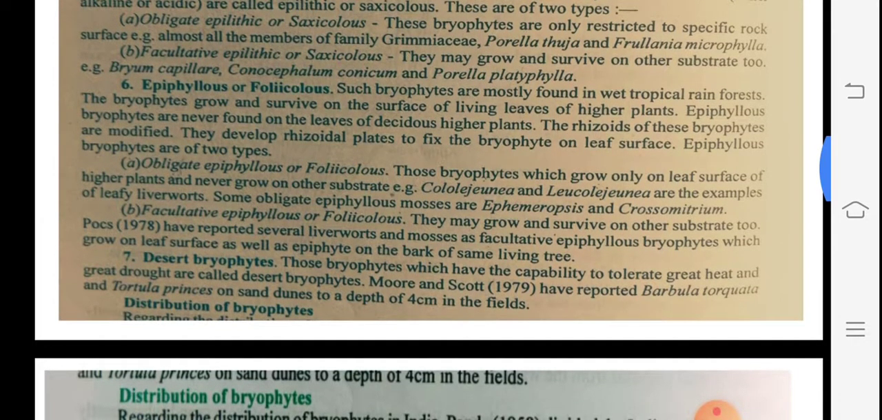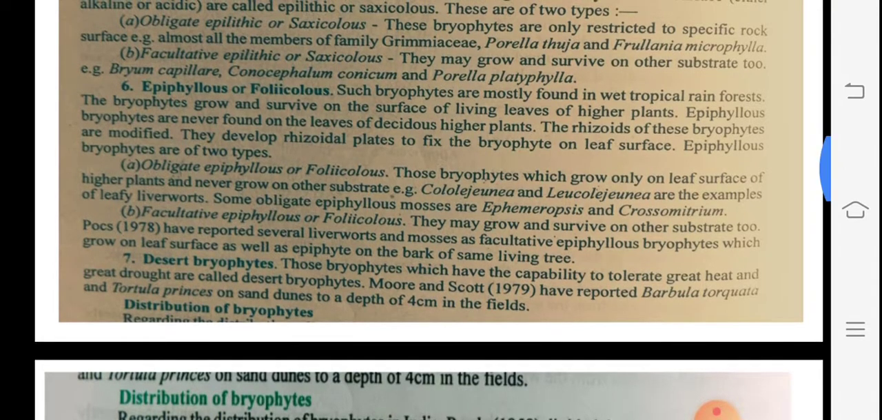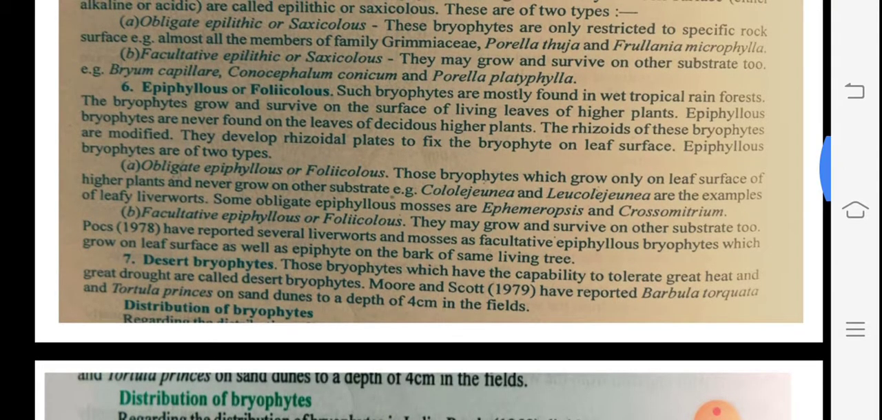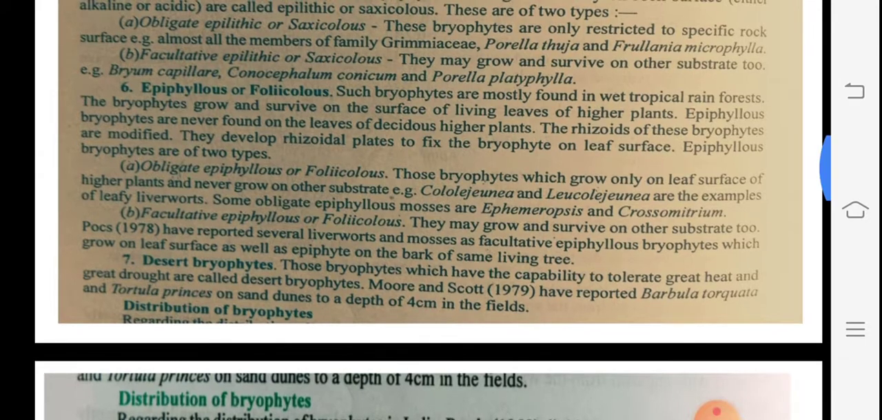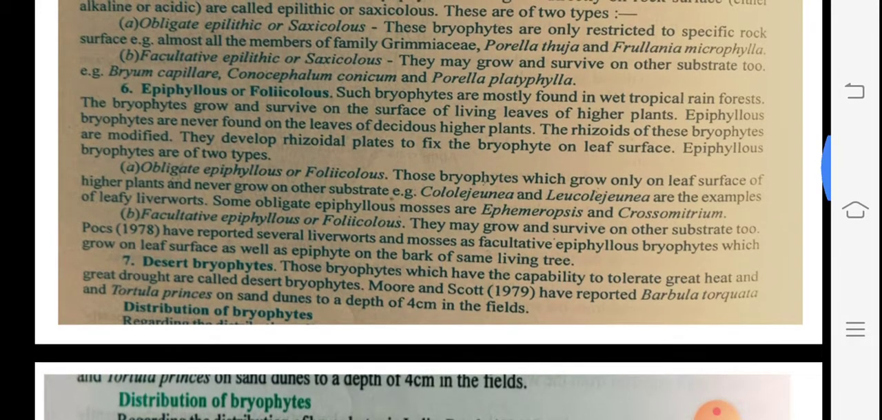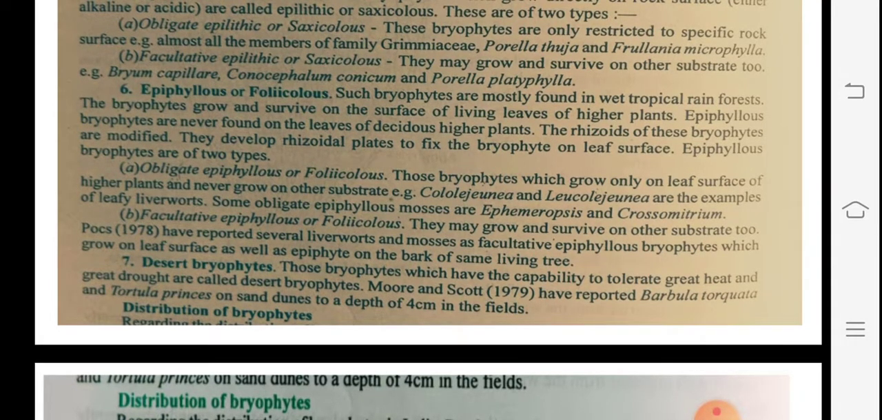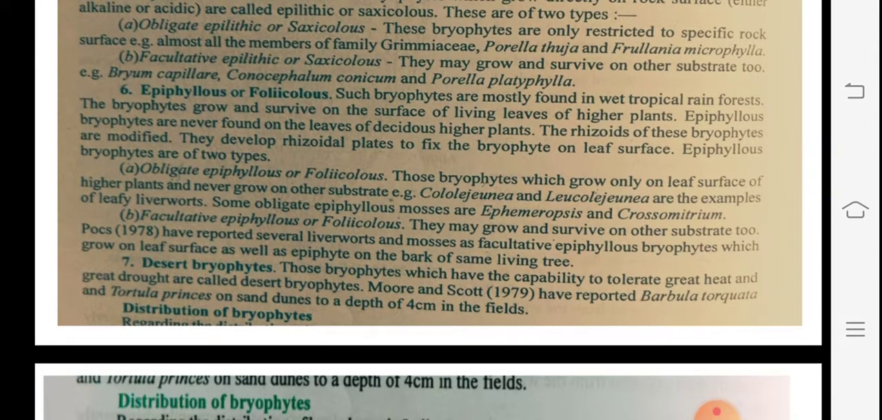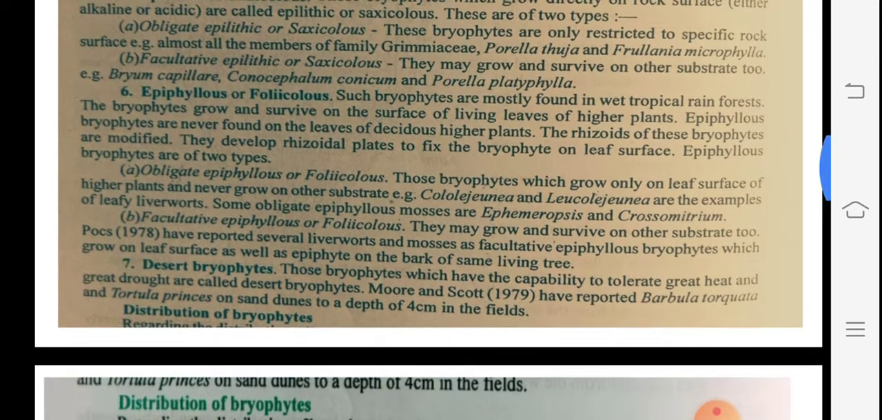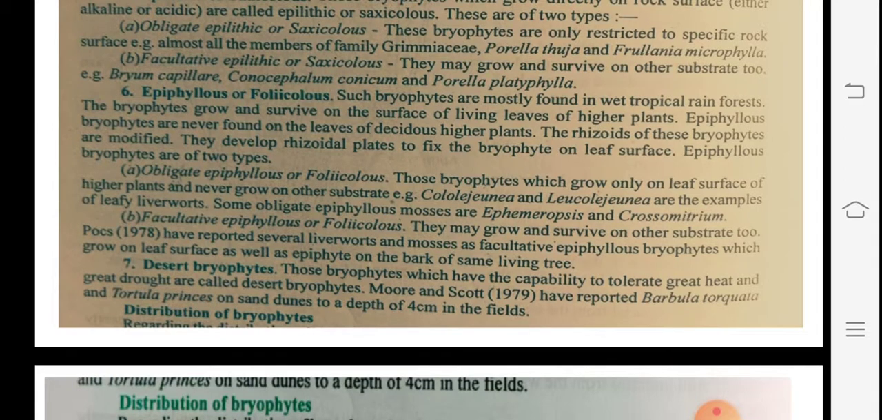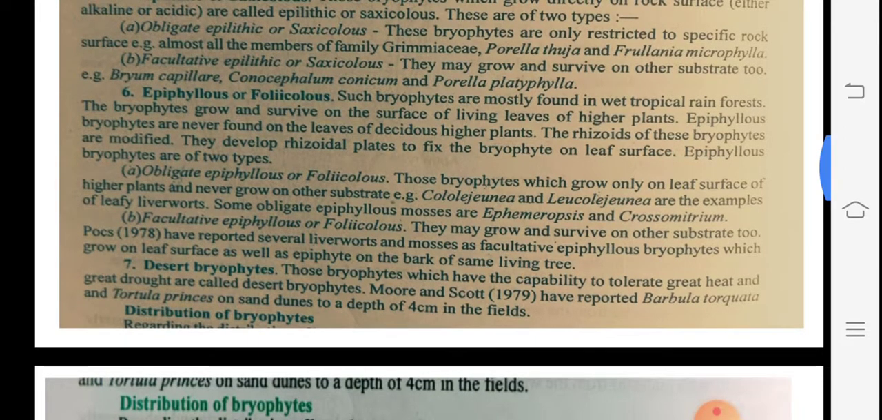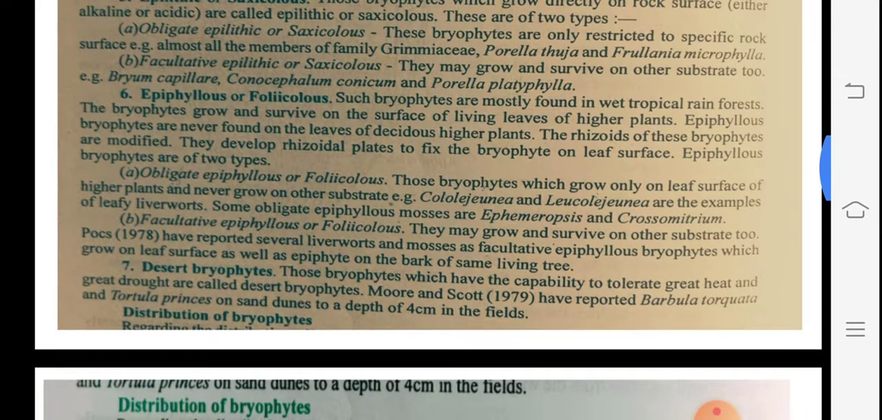Again there are two types, obligate and facultative. Obligate generally grow only on the upper surface of higher plants and never grow on other substrates. For example, Colura and Leucolejeunea are good examples. Then facultative epiphyllous or foliicolous means they generally grow and survive on other substrates as well. It is shown by Tixier in 1978. Many members are generally growing like this.